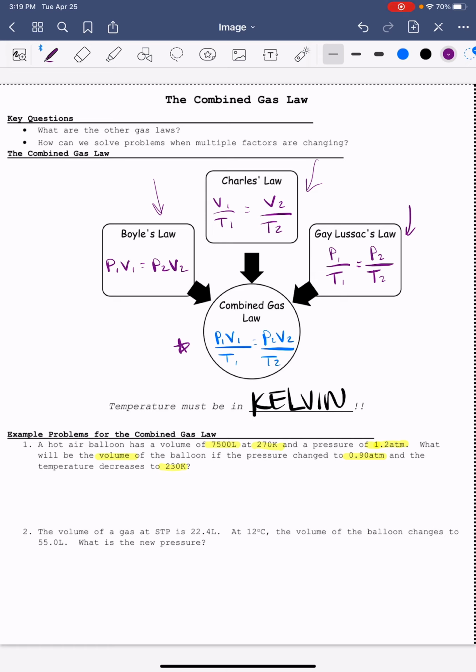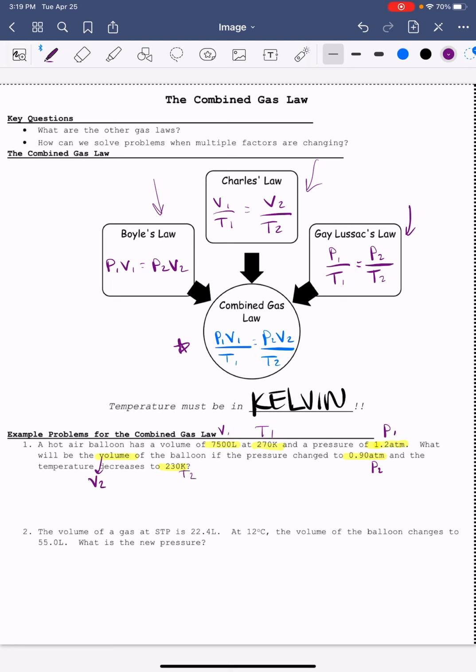Just looking at this problem, I see I'm given a lot of values, and I know that I can't use the ideal gas law because I have variables changing. So my temperature is changing. I see a T1 and I see a T2. I see a P1 and I see a P2. And then I have V1, and I've been asked to solve for V2. So I know I can't use the ideal gas law, and I'm going to need my combined gas law.